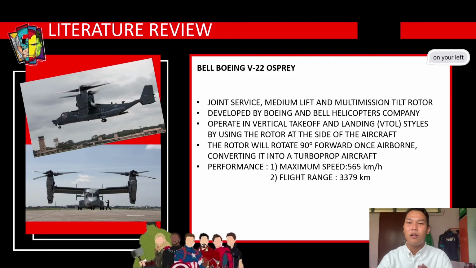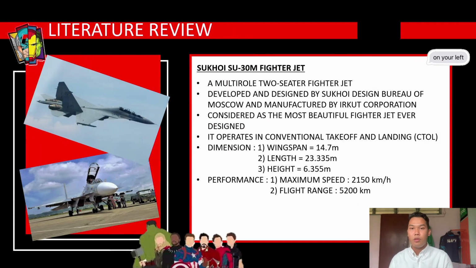When taking off and landing, it goes vertically, and then the rotors of the Osprey tilt 90 degrees to produce forward force when airborne, converting it into a turboprop aircraft. Its performance is a maximum speed of 565 km per hour and a flight range of 3,379 km. The next one is the Sukhoi Su-30M fighter jet.